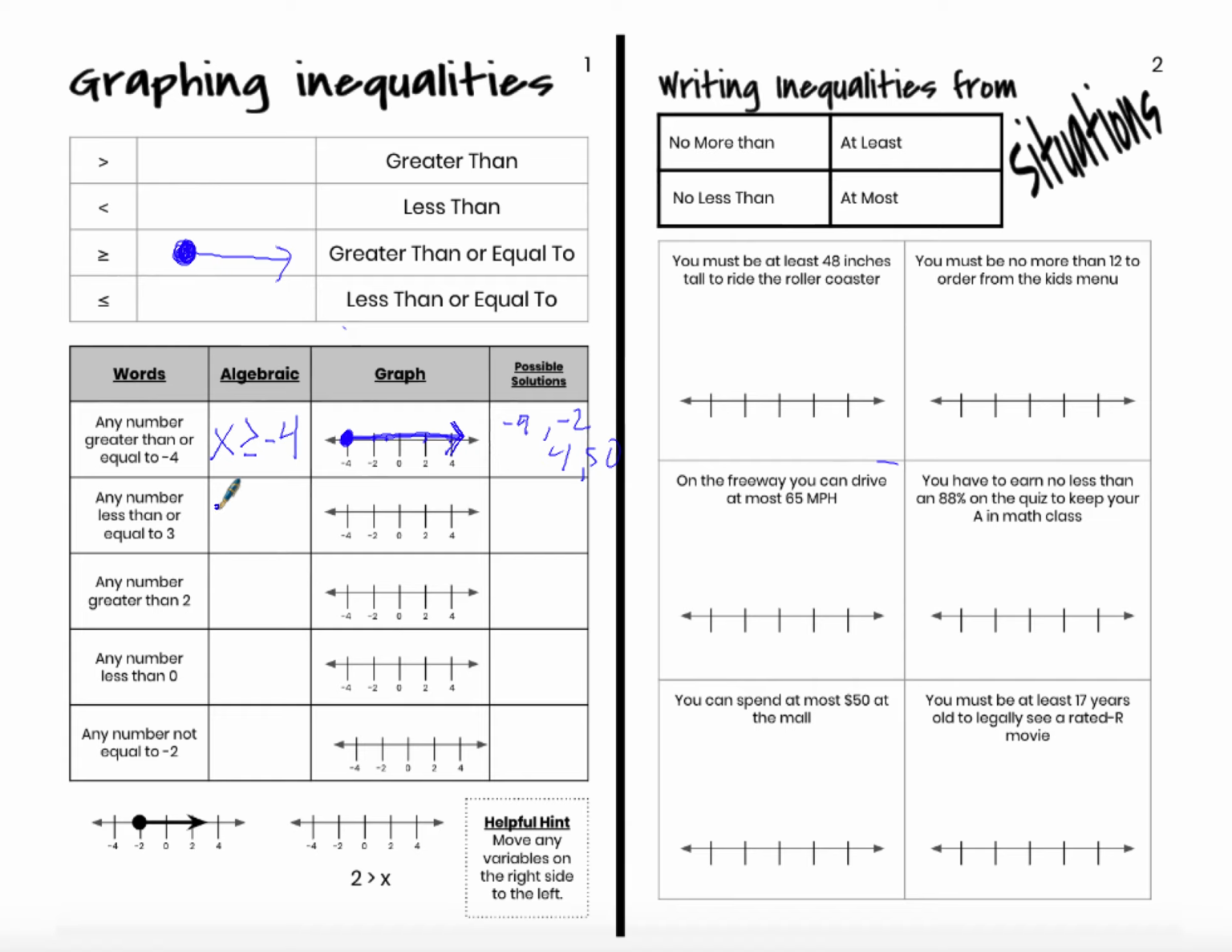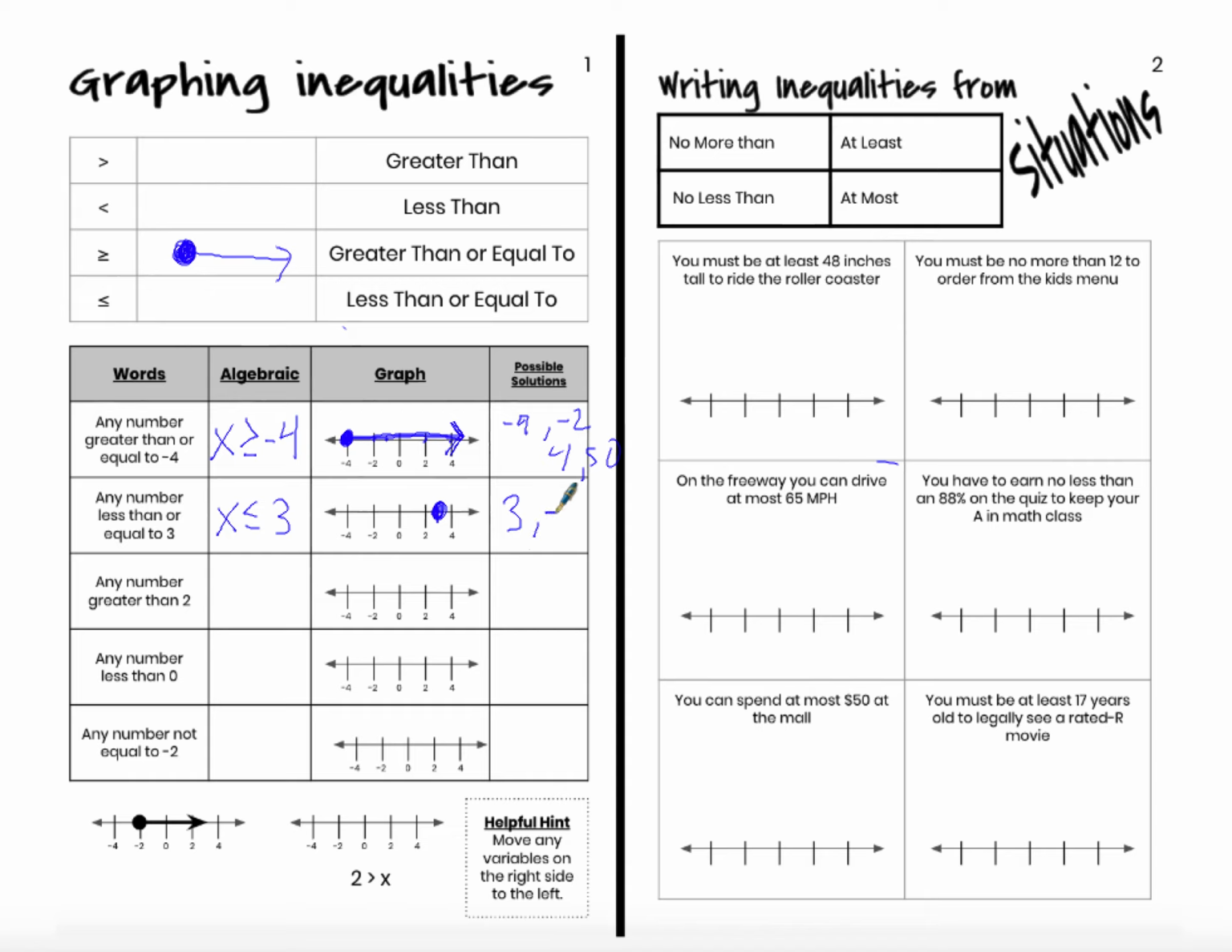Any number less than or equal to, again represented with a variable and the less than or equal to sign, in this case the number 3. So we can equal the number 3. 3 is a possible solution. 2 is a possible solution. 0 is a possible solution. -2.5, -10, -2 million. Anything less than or equal to 3.